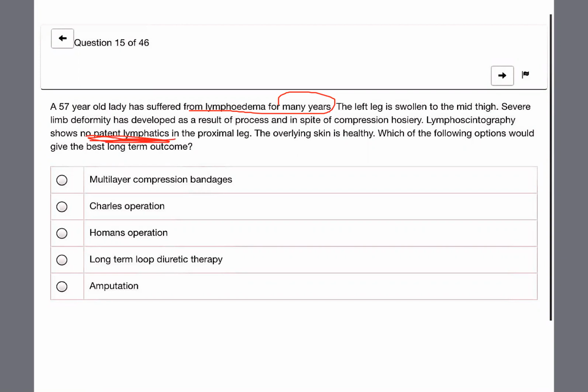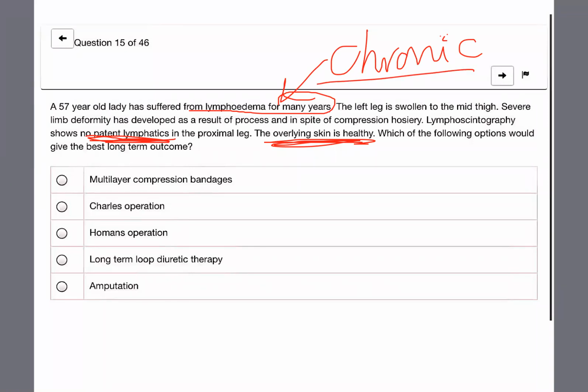Multi-layer compression bandage. Homan's operation. Charles operation. Long-term loop diuretic therapy. Amputation. I think this is Homan's operation because the overlying skin is healthy. If it's not healthy, we go to Charles operation, which removes subcutaneous tissue and skin.